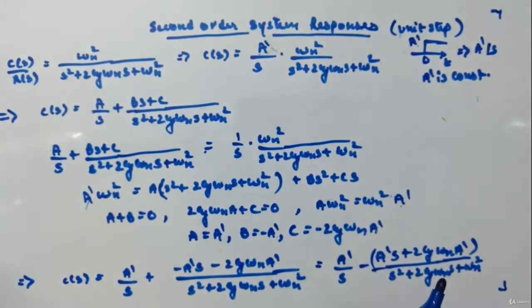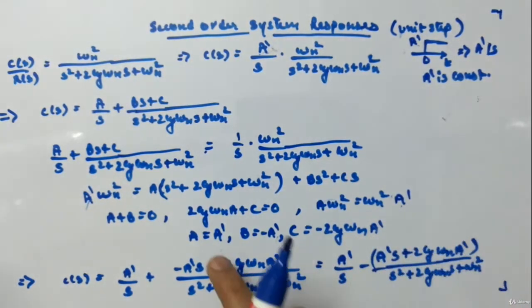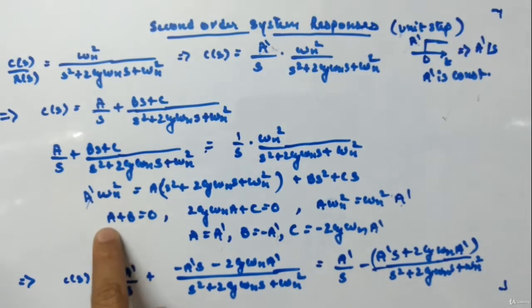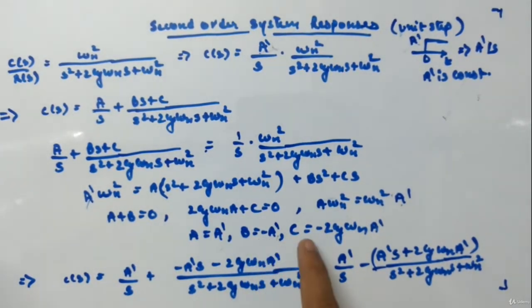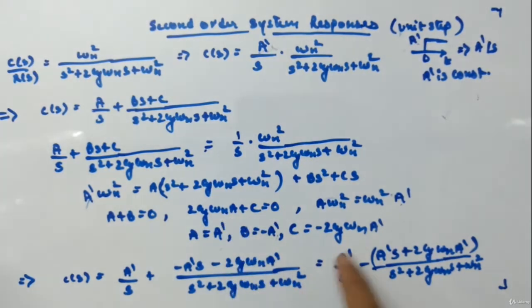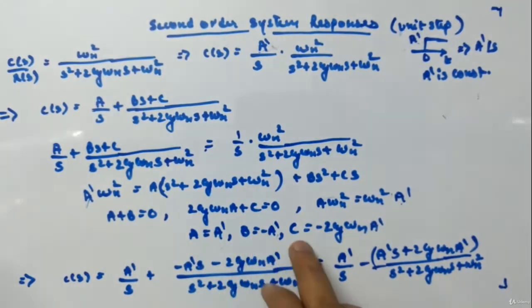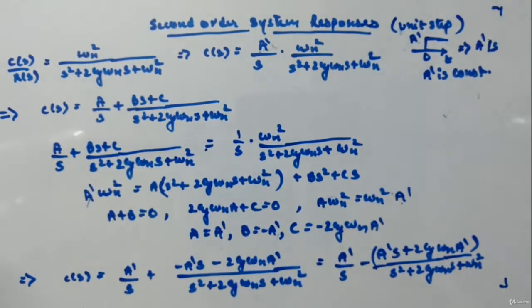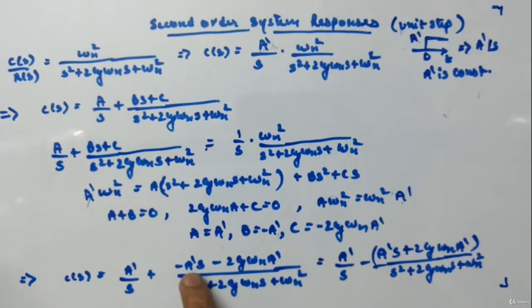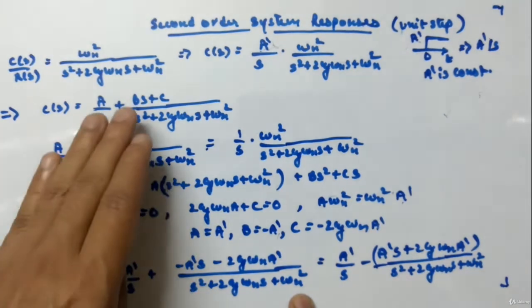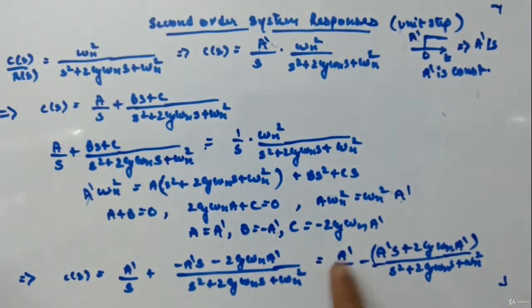Omega n square gets cancelled, so you get the value of A as A dash, the value of B is minus of A, that is minus A dash, and the value of C will be minus 2 zeta omega n A, that is minus 2 zeta omega n A dash. Okay, these will be the values of constants A, B and C. When you plug these values here, C(s) will look like this: A dash divided by s plus (minus A dash s minus 2 zeta omega n A dash), that is the values of A, B and C, divided by s square plus 2 zeta omega n s plus omega n square. So I've just plugged in the values of A, B and C from here.